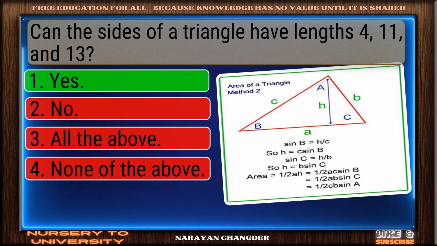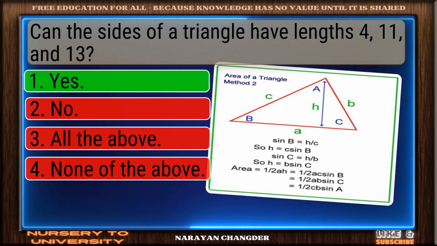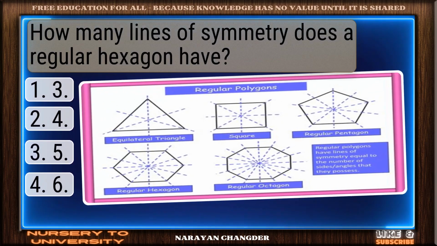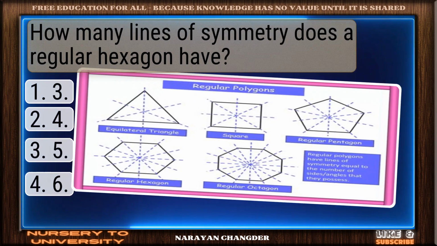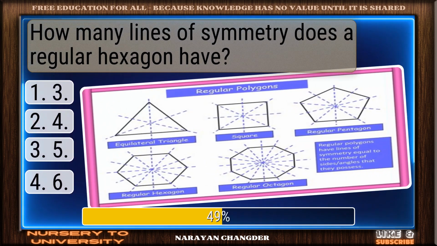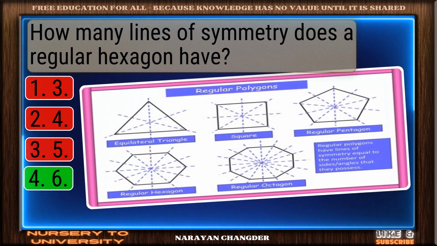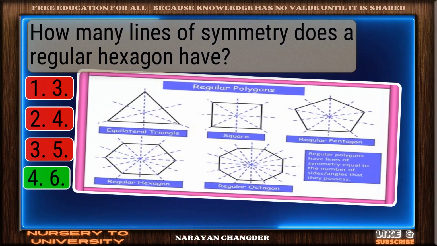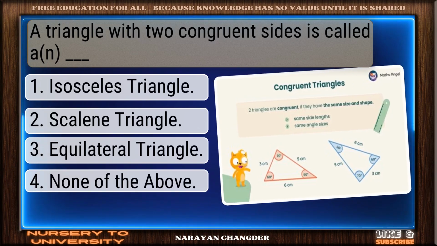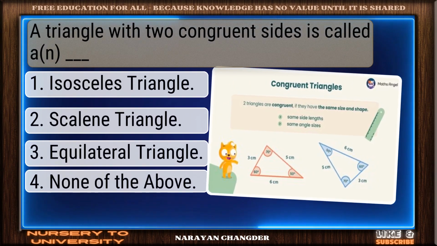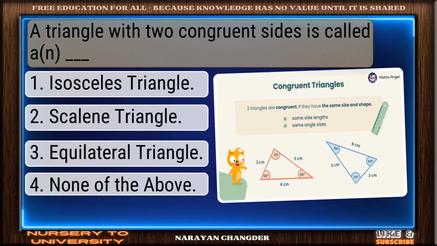Smart move. Yes is an accurate answer. Question number 86. How many lines of symmetry does a regular hexagon have? Great job. 6 is the accurate answer. Question number 87. A triangle with two congruent sides is called a dash.